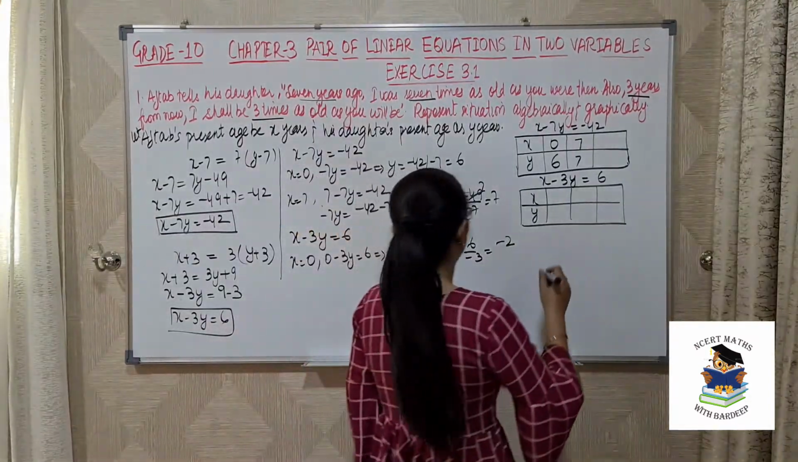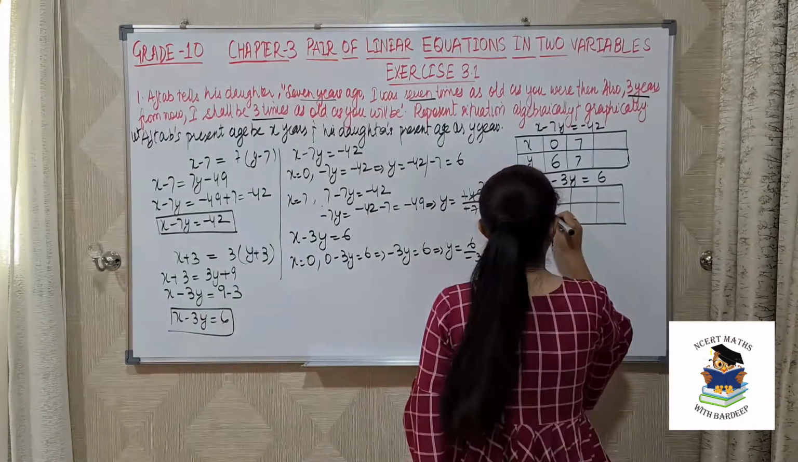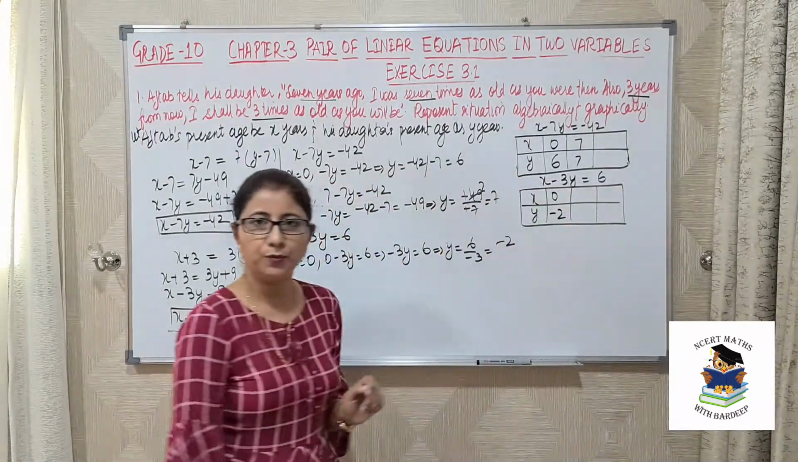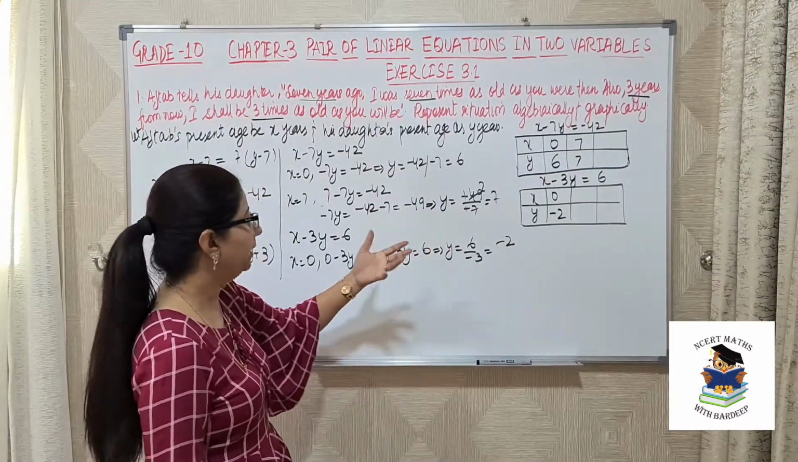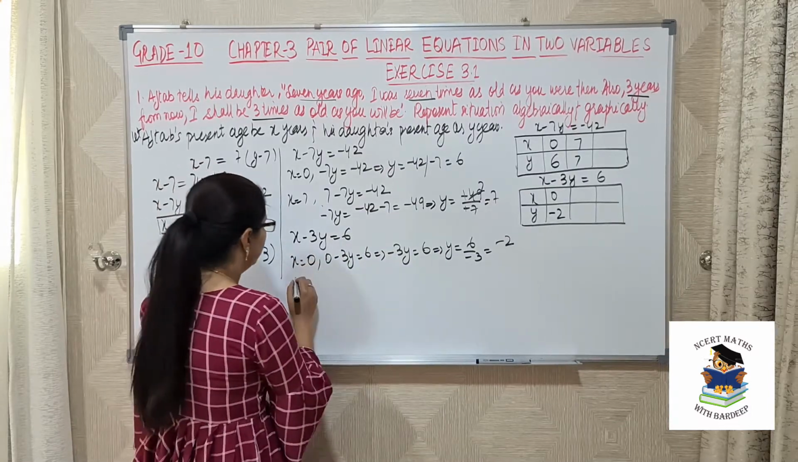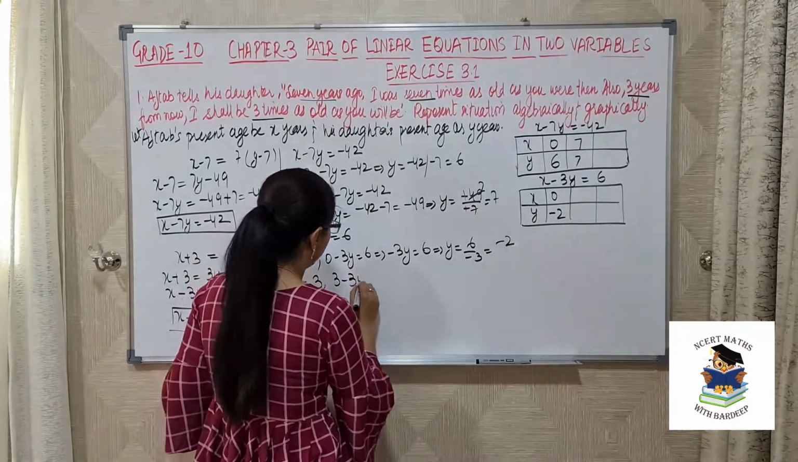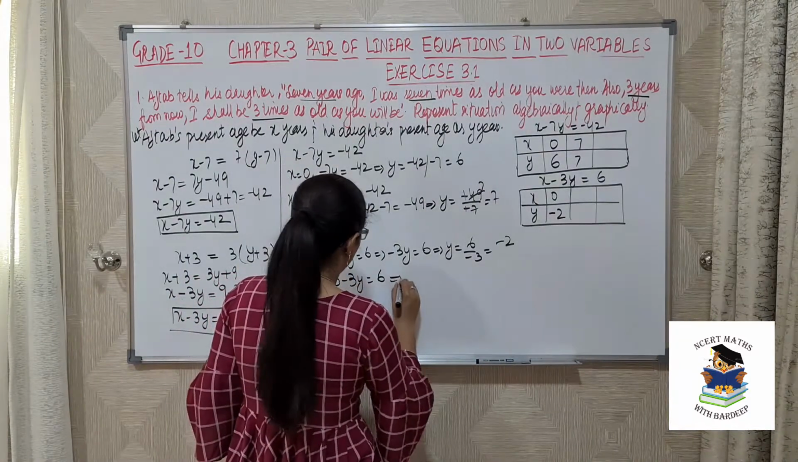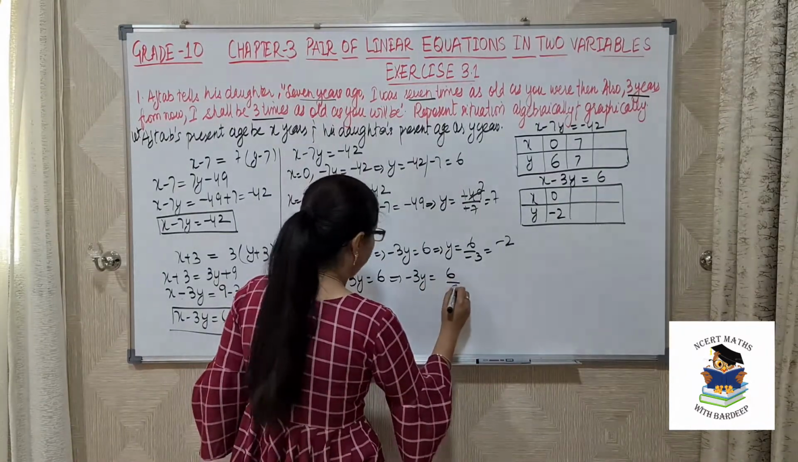Okay. So here it is, x as 0, y as minus 2. So again here, divided by 3. So the next possible multiple is either you can take 3 or 6, whatever you want. Suppose we are taking x as 3. So 3 minus 3y equals to 6. That means minus 3y is equal to 6.